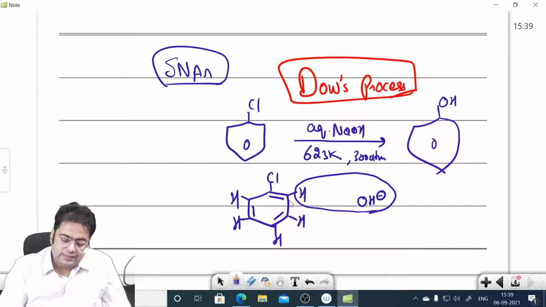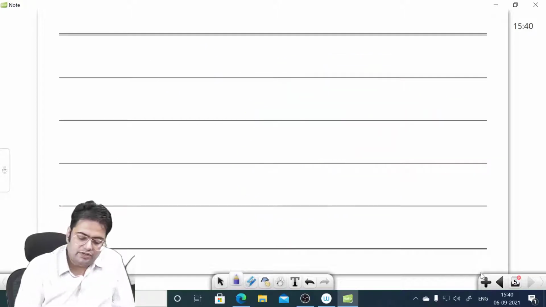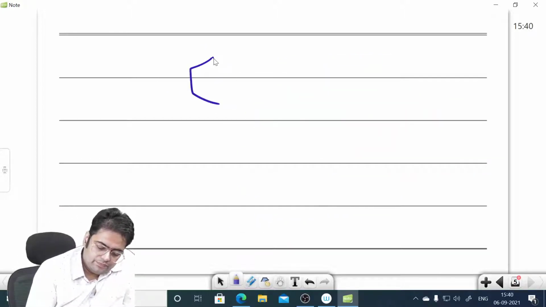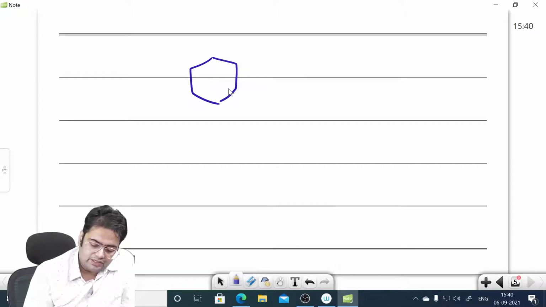So what we can think is that this H will get removed by losing this charge here, which we can think of like this. Again, let me redraw it so that you will get a better idea. We have this chlorine and this carbon. We have these hydrogens present.